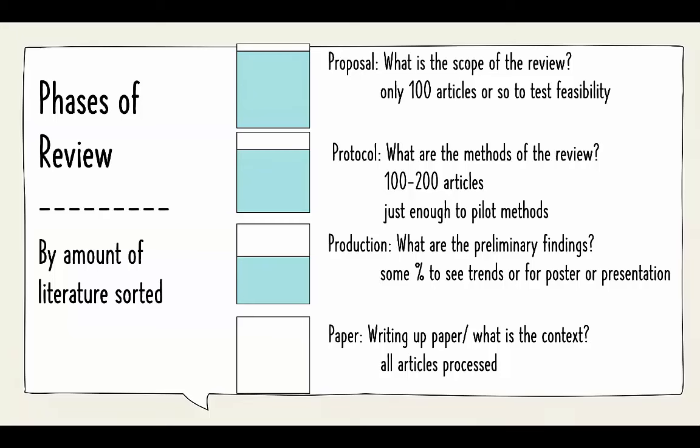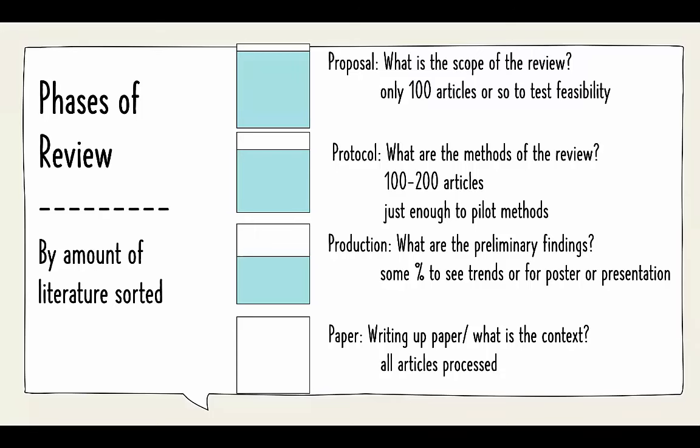So I thought I would start with a different kind of way of looking at the phases of the review to demonstrate why I divide them into these 4 main phases, starting with the proposal. And that was our first session where we talked about what is the scope of the review. I'm using these little squares here to indicate how much of the available evidence you might go through for each stage. So in the beginning, I suggest that teams just look at a little bit. We're trying to test out the feasibility of their eligibility criteria. We're playing with the searches and things like that.